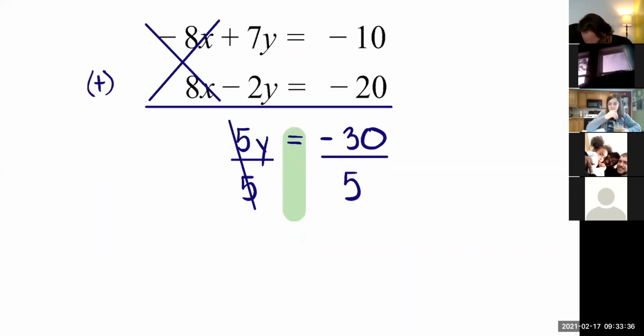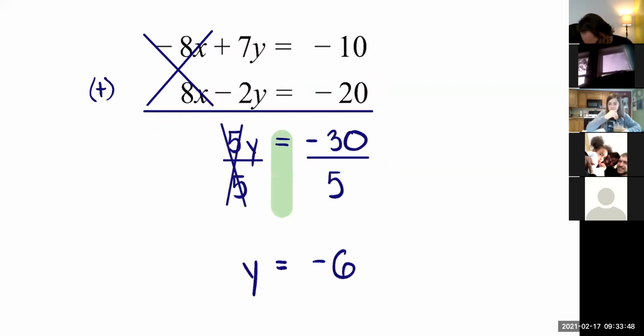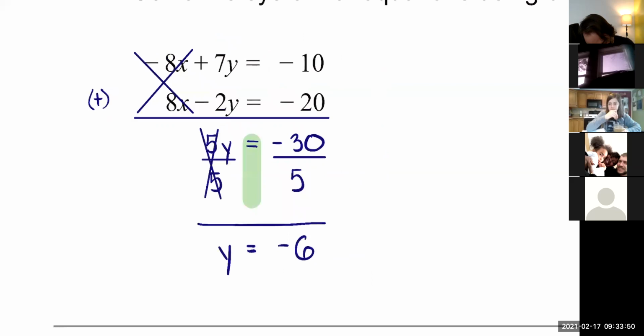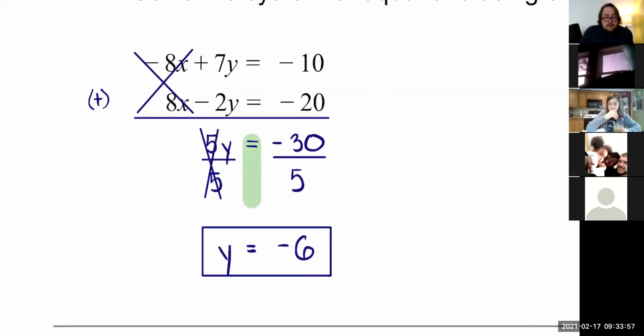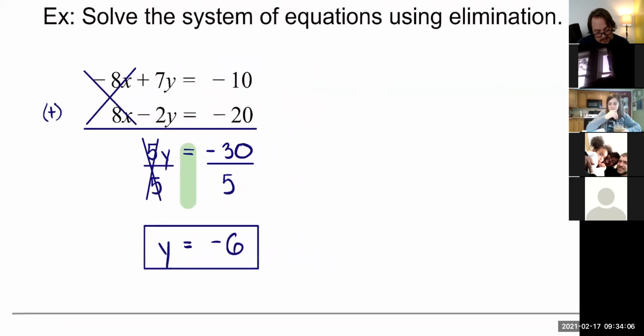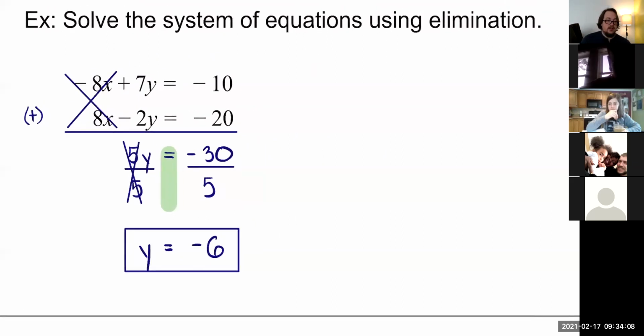So the 5 divided by 5 on the left simplifies to 1, leaving us with y. Negative 30 divided by 5 on the right is going to give me a negative 6. And just like that, I now know that for my solution, the y coordinate is a negative 6. Now, I'm only halfway done because we're looking for an ordered pair. We only have the y coordinate. We still need to find the x coordinate.